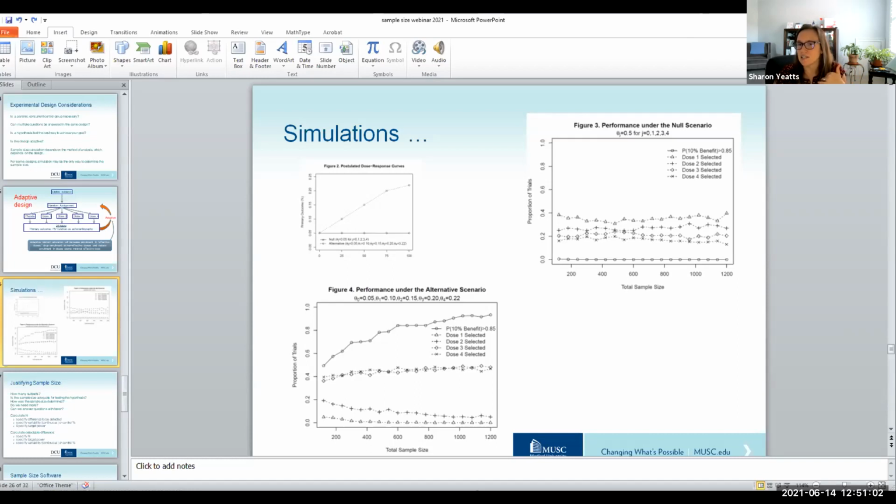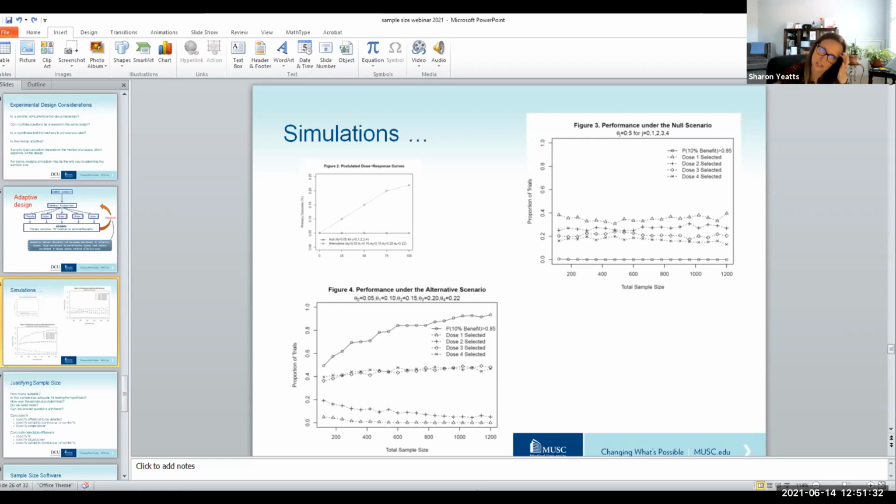And you can see here that regardless of the sample size, we were very unlikely to move one of these interventions forward, although the design always picked a dose. And you can see that the dose most likely to be picked was the lowest dose, which is good, right? If they're not doing anything, you want to pick the lowest dose as your best. So that was the most likely to be picked, but it was very unlikely to show that it worked well enough to move it forward.